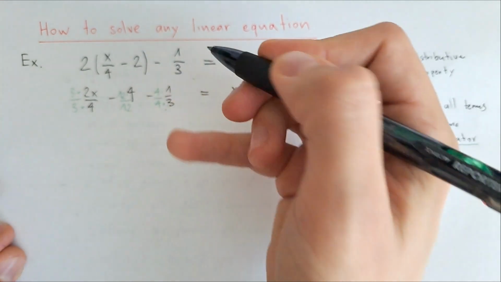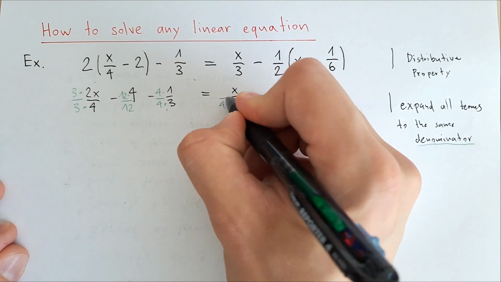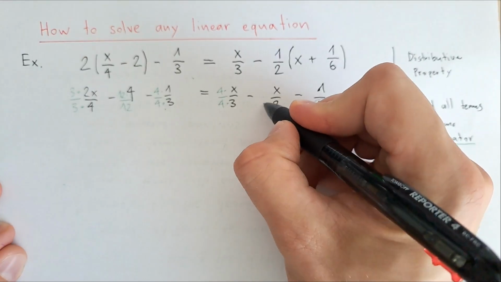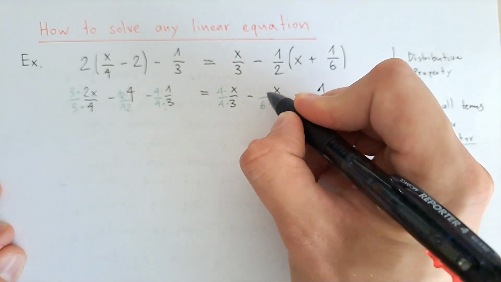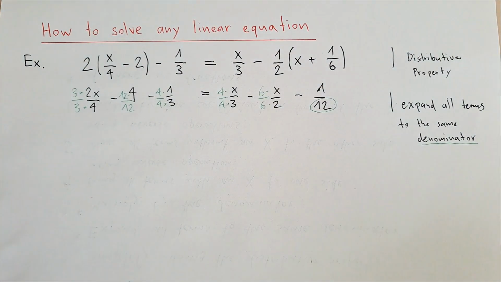For the first term on the right side, we also multiply with 4 in the numerator and in the denominator. 2 times 6 is 12, so we multiply the numerator and the denominator by 6. And our last term has already 12 in the denominator, so we have to do nothing here.